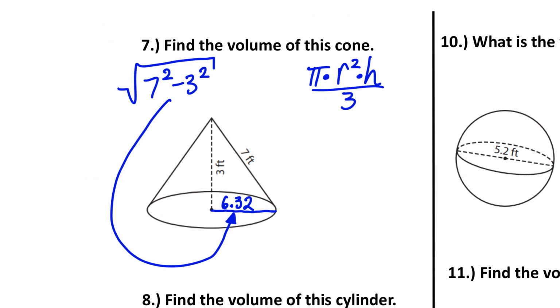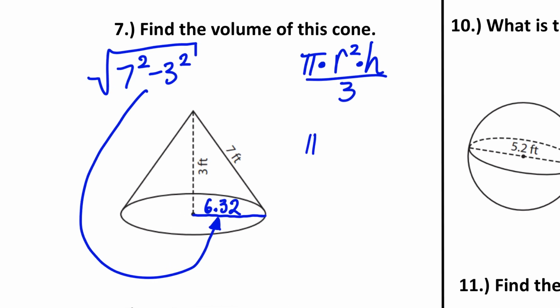All right, so we're gonna do pi times 6.32 squared times the height, which is 3, divided by 3, which I guess those 3's would just cancel, but is going to be what?